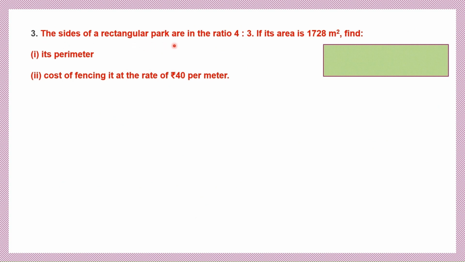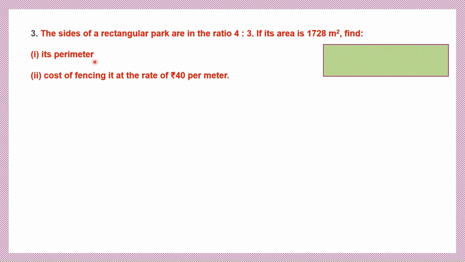Question 3. The sides of a rectangular park are in the ratio 4:3. If its area is 1728 meters square, find first its perimeter and second cost of fencing it at the rate of 40 rupees per meter. So this is the rectangular park. Now the ratio of the sides are given. We have not been told what the length is or the breadth is, but we've been told what the area is. Area is this green portion inside.